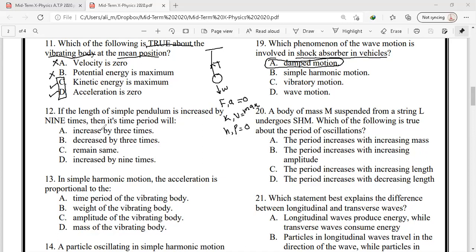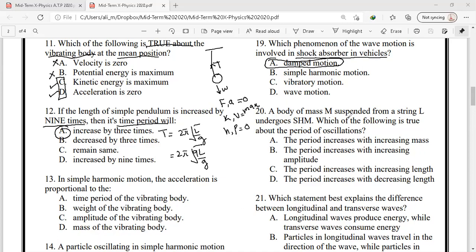Question number 12. If the length of the simple pendulum is increased by 9 times, what will be the effect on the time period? The formula of time period is 2 pi square root L over g. So we know that if we increase the length by 9 times, then the time period will increase by the square root of 9, that is option A. Time period will increase by 3 times.